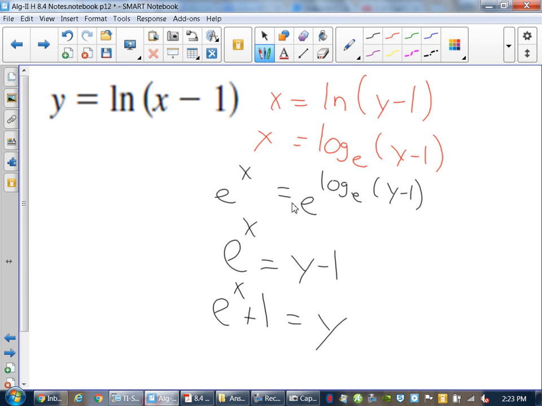So again, to show that these two are inverses of one another, if they both wind up equaling the same thing: if I take the natural log of e to the x plus 1 minus 1, and simplify by substituting back in, I get the natural log of e to the x. Natural log is log base e of e to the x, which gives me x.